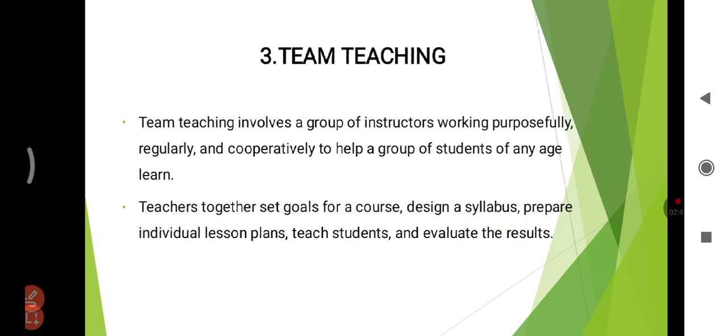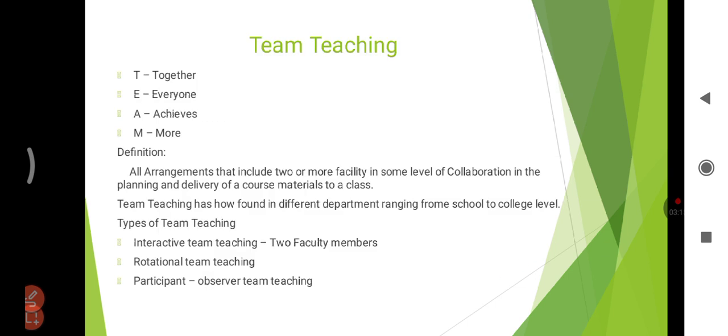Then the third method is team teaching. Team teaching involves a group of instructors working purposefully, regularly and cooperatively to help a group of students of any age learn. The teachers together set goals for a course, design the syllabus, prepare individual lesson plans, teach students, then evaluate the result. Team teaching means one classroom, two teachers. The abbreviation TEAM: T means together, E everyone, A achieve, M more.